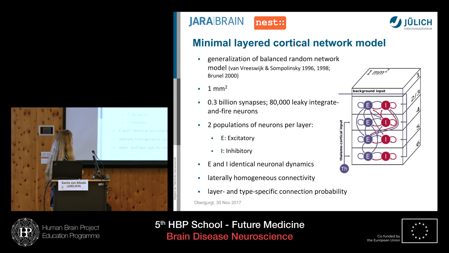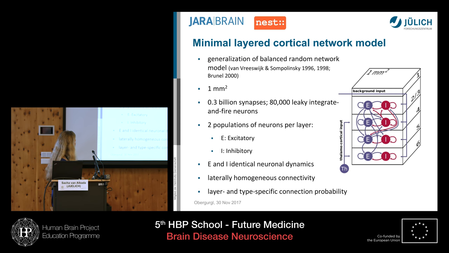The model describes about 1 square millimeter of cortical surface. It has the full density of neurons and synapses within this area, which is around 80,000 neurons and 300 million synapses. And for simplicity, the E and I neurons are assumed to have identical intrinsic dynamics, which is not the case in actual cortex, but this is a simplification to focus more on the connectivity of the model.